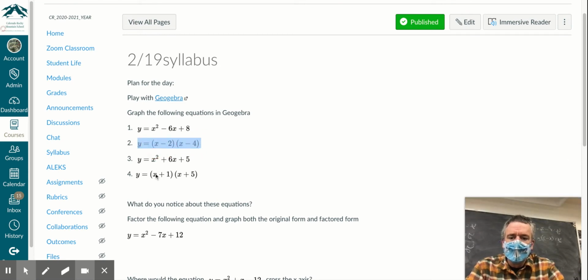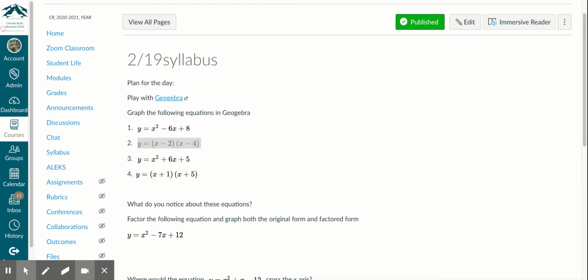Now, if we go back to the syllabus, you can see the next one that I want to graph is this one. Let's try and copy and paste here. That didn't really quite work. Let's see if we can fix this part and graph that one.